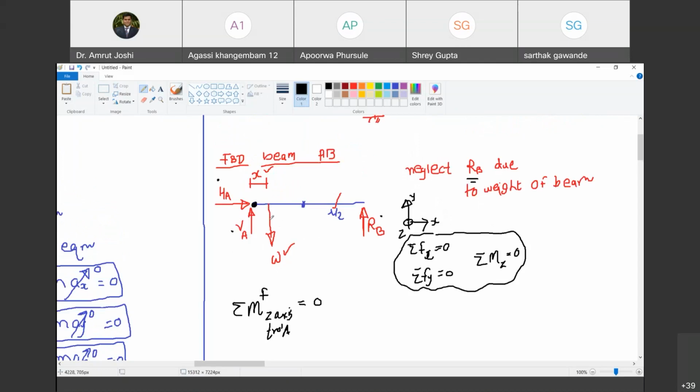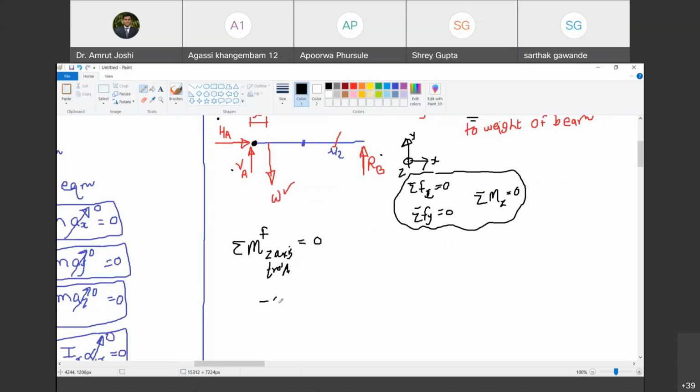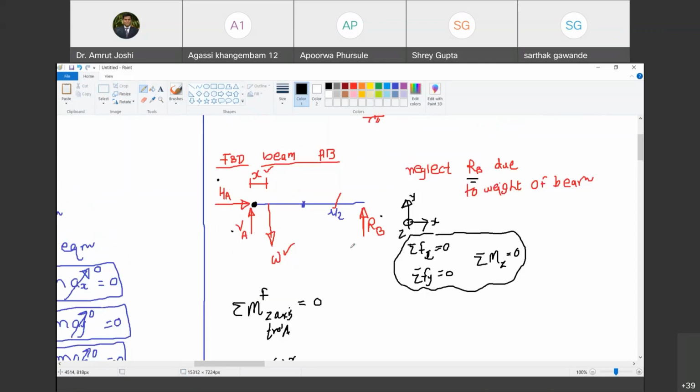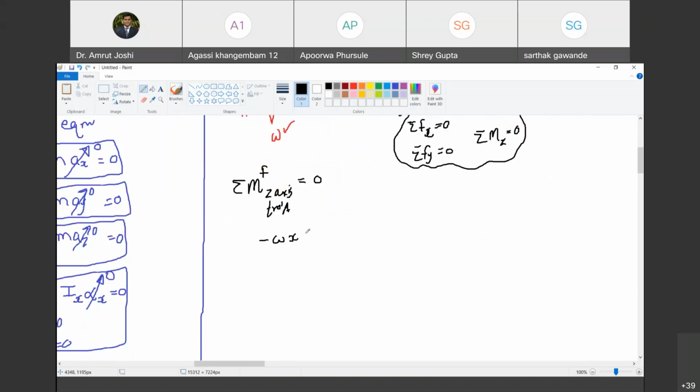Can you tell me what is the moment of this W about the Z axis? W into X. W into X, clockwise or anti-clockwise? Clockwise. So can I write it as minus WX? Yes, sir. What is the moment of this RB? Anti-clockwise. And what is the value? RB into L. Yes, sir. So plus RB into L.